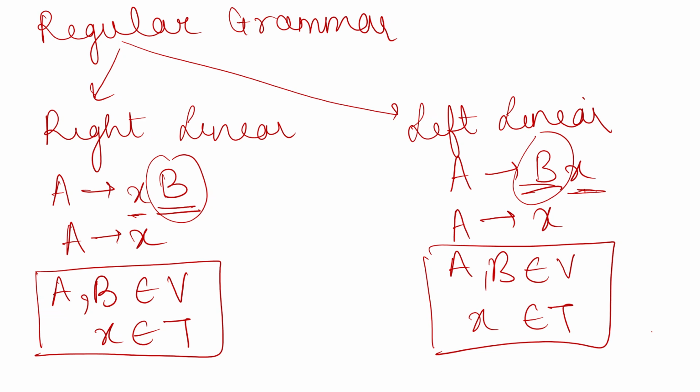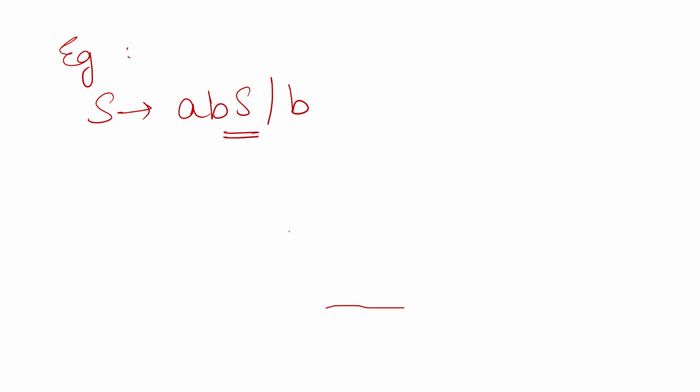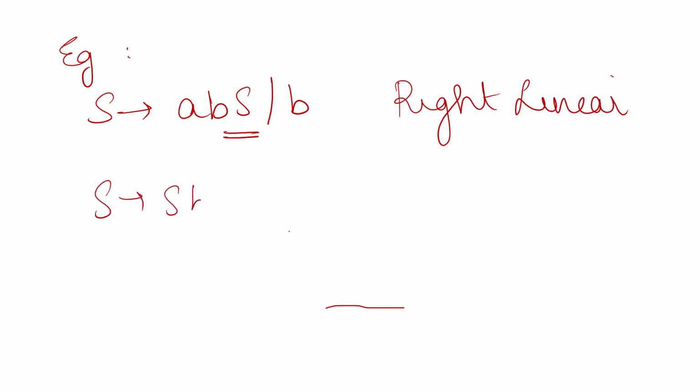Let's take an example. Suppose we have S tends to AB, S or B. Here we can see that the capital variable is on the right-hand side, so we say it is right linear grammar. Next, S tends to BB or AS, with the variable on the left-hand side, so it is left linear grammar.